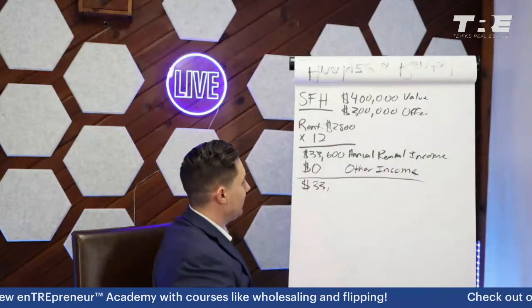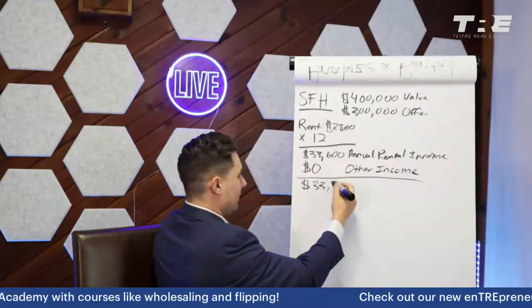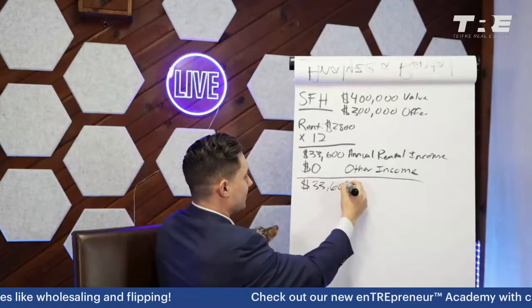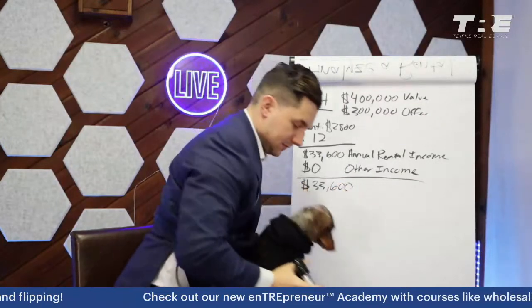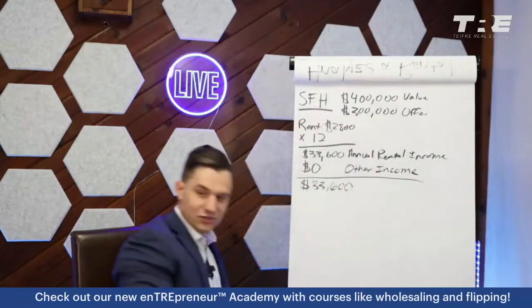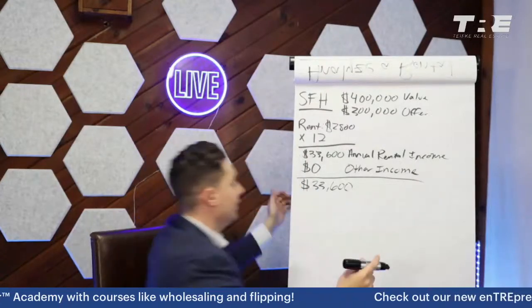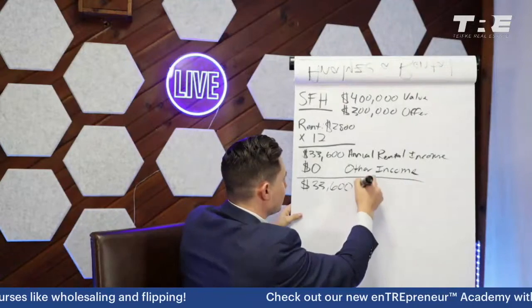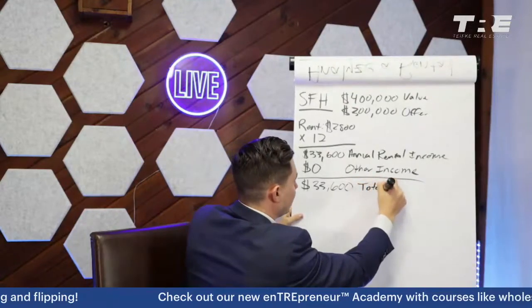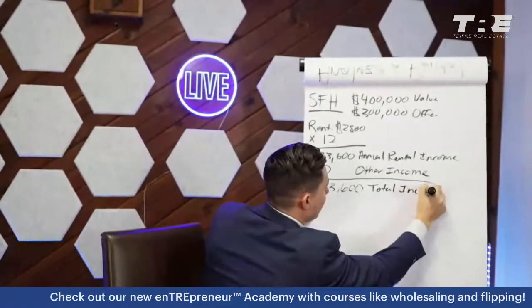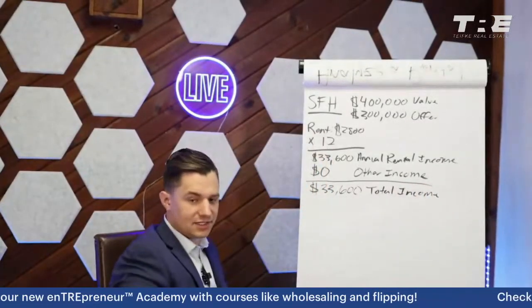All right, so then we've got our total annual income of 33,600. Gia knows how to buy good rentals. She never pays market value. All right, so here's our total income, 33,600. Now we need to start subtracting expenses.